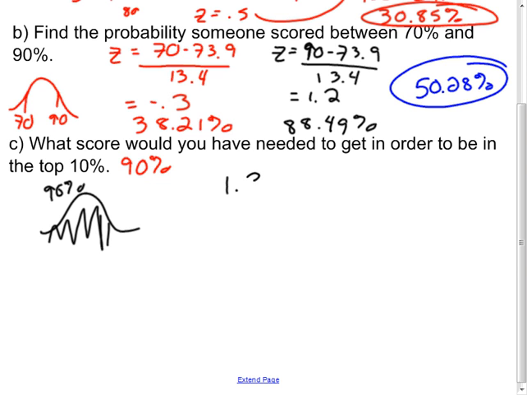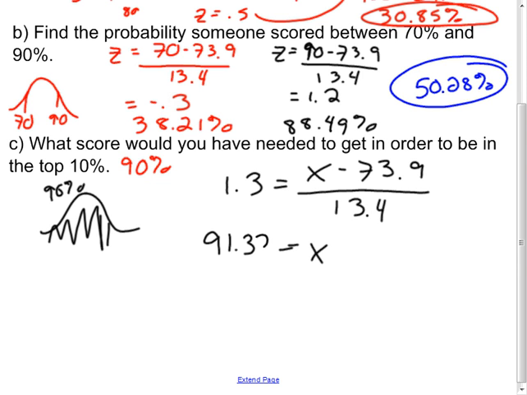So 1.3 equals that value I'm looking for minus my mean divided by my standard deviation. Multiply both sides by 13.4, add the 73.9, and x equals 91.32. So that would be the score I would need on my test to fall in the top 10%. So based on this information now, you can find any values along the way. You're not strictly stuck to finding those exact standard deviations away. But you have to be able to convert into your z-scores in order to do that.